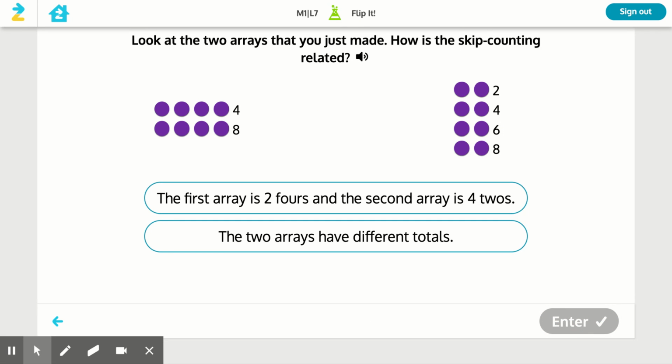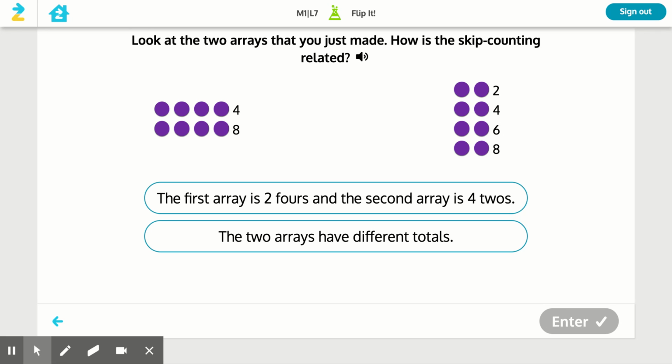All right. Here is a multiple choice question for you to answer. It says, look at the 2 arrays that you just made. How is the skip counting related? Is it the first array is 2 4s and the second array is 4 2s? Or the second choice, the 2 arrays have different totals? Look at the question carefully and answer in your Nearpod now.